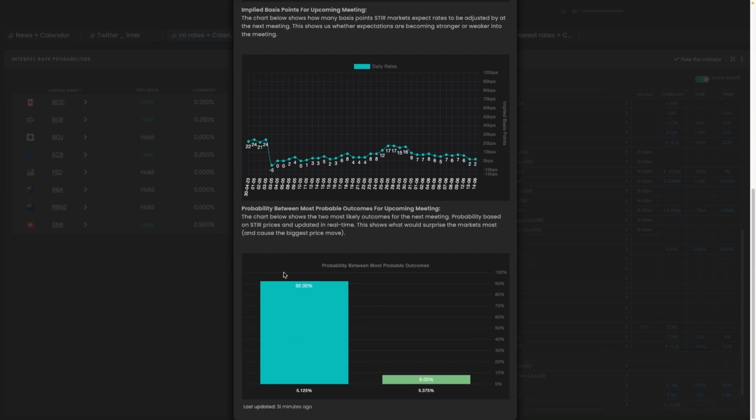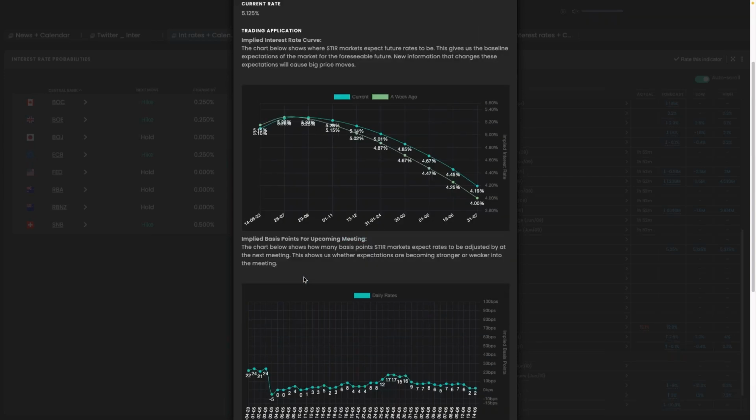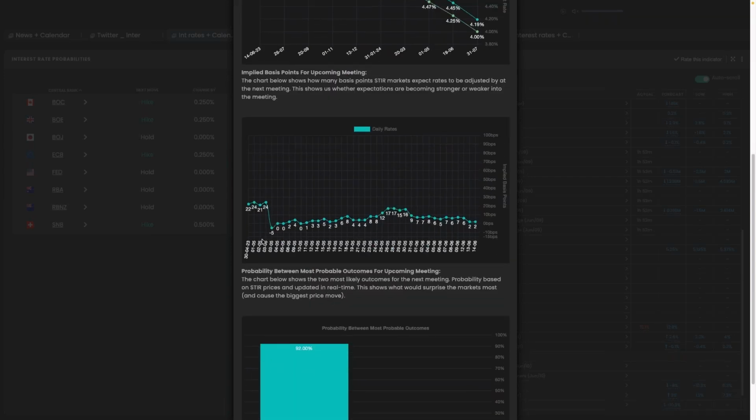There's a hike, pause, or a hold. They're the three options. This is the pause. They're going to pause interest rates, but still kind of indicate that higher interest rates may be still to come. Okay, so that's good news.